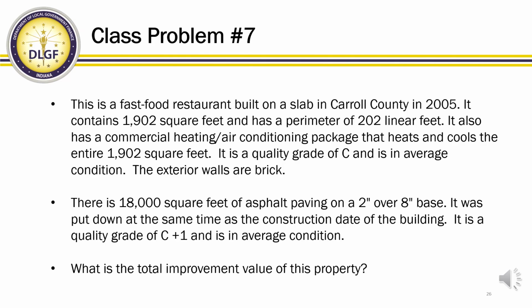There is an 18,000 square foot asphalt paving on 2 inches over 8 inches base. It was put down at the same time as the construction date of the building. It is a quality grade of C+1 and is in average condition. What is the total improvement value for this property? So go ahead, get your replacement cost new for your fast food restaurant, figure out the depreciation, get the true tax value, do the same thing for the paving, and come back with your total true tax improvement value.